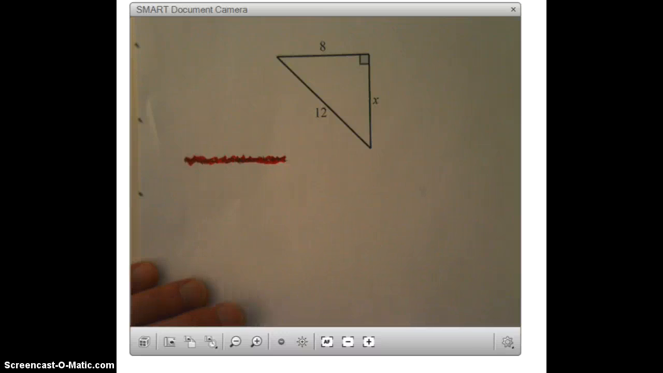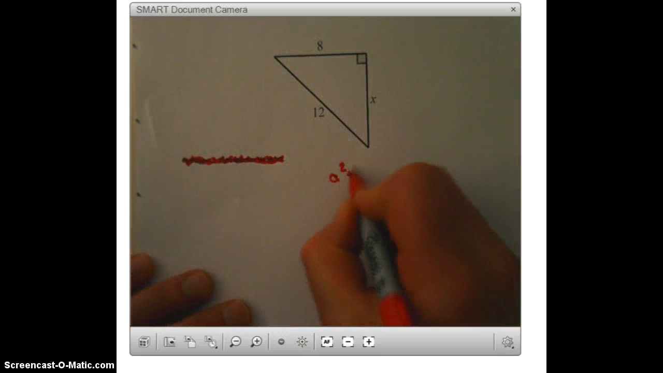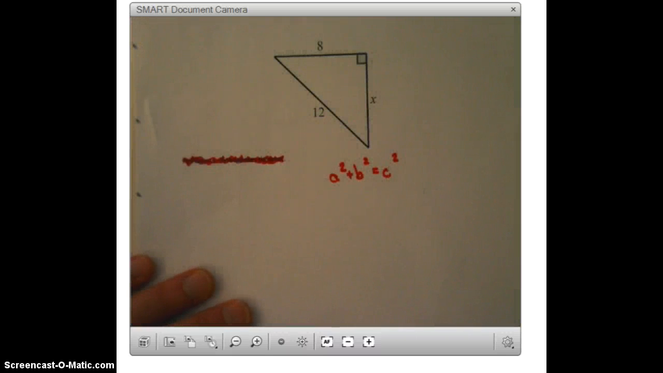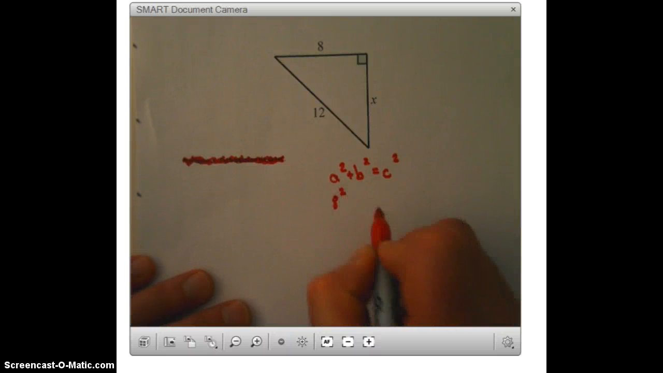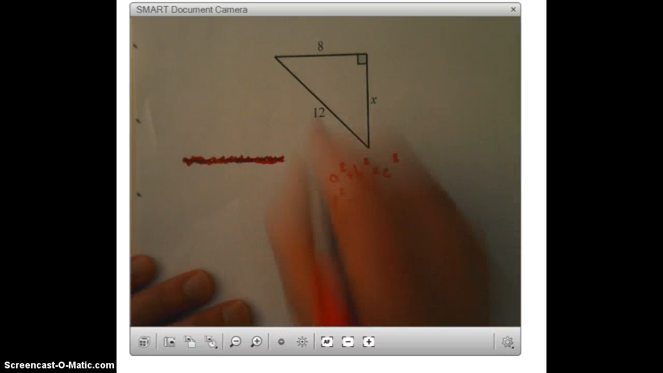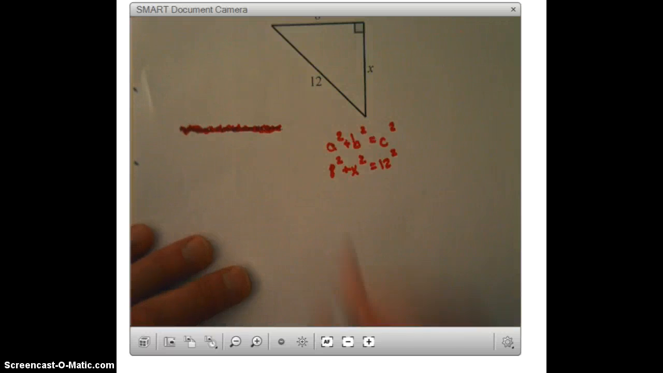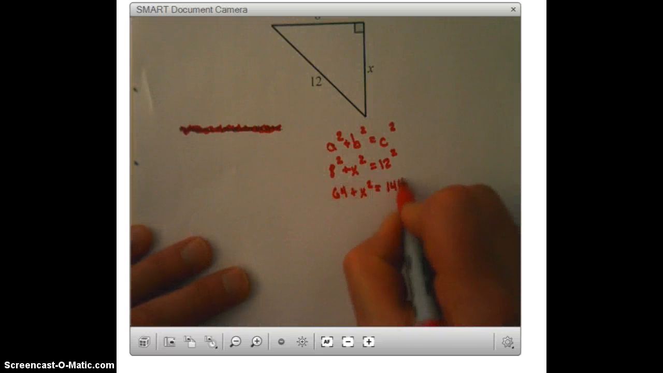So here we go with another example. We've got a right triangle, so we can apply the Pythagorean theorem. A squared plus b squared equals c squared. But this time they give us the hypotenuse, and we're missing one of the legs. So we have one of the legs, 8, so we could fill in 8 for A, and we could fill in x for B, and for C we're going to fill in the hypotenuse 12. And now we've got 8 squared is 64 plus x squared equals 144.